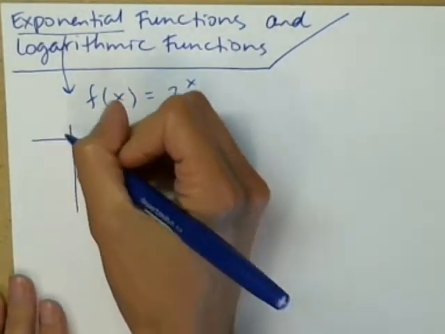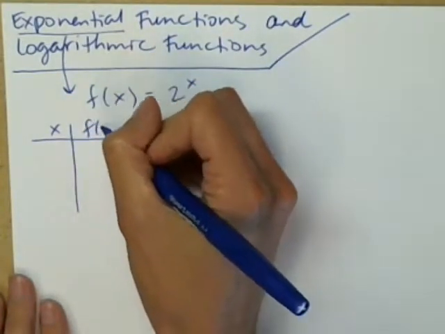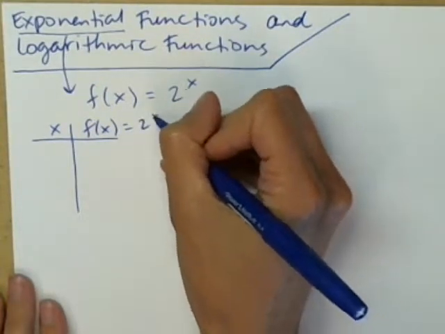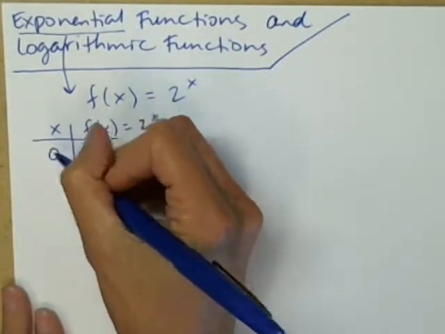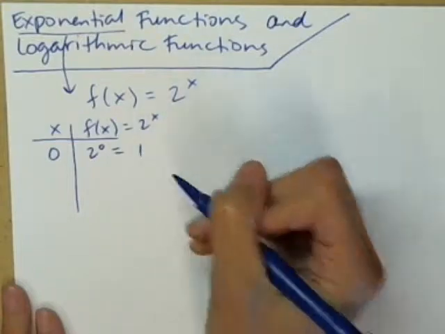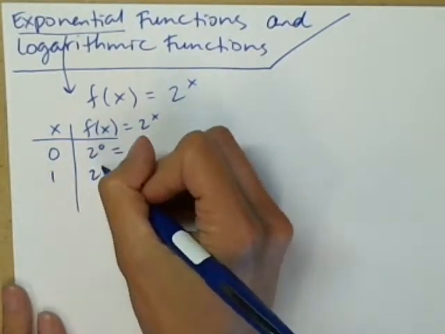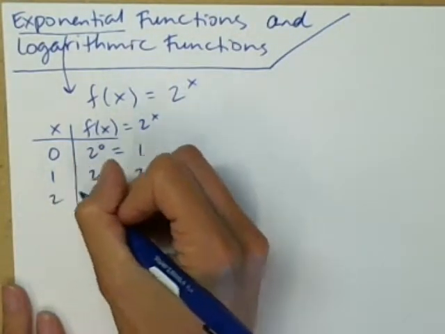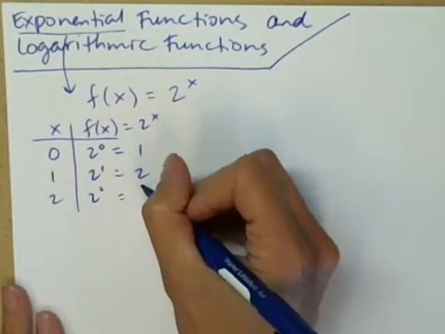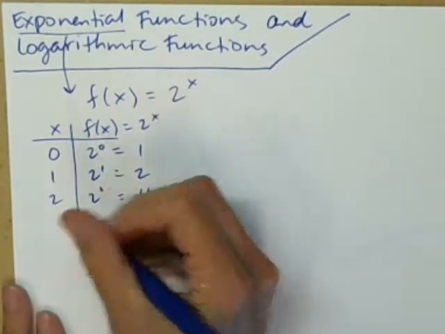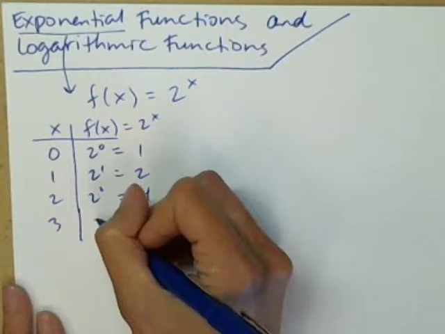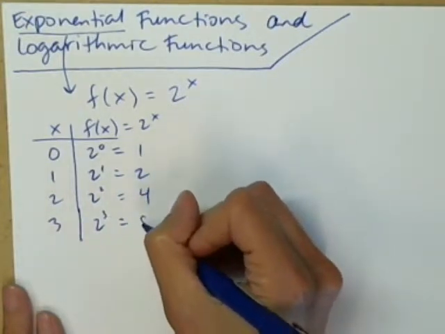If we were to do some evaluating, we have x and f of x, which is 2 to the x. We can put in things like 0, which returns a 1, or 1, 2 to the first is 2, and so on, 2 squared. So I'm just changing that power. And then 3, so we get big in a hurry, 2 cubed is 8.